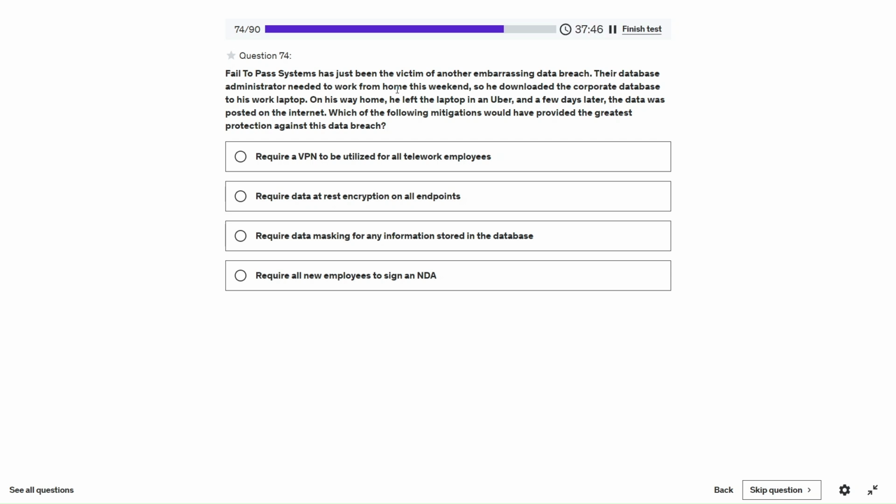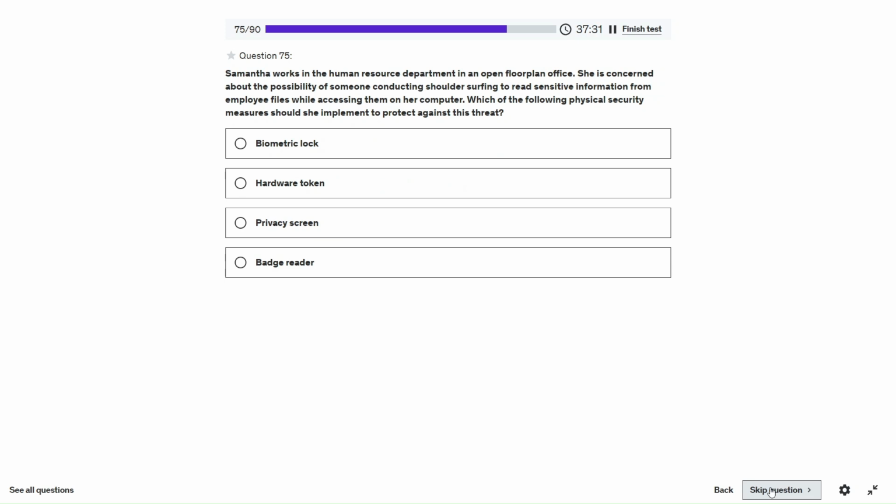Okay, in this case, you always need to encrypt your data. The options are require VPN, require data at rest encryption, require data masking, and require all employees to sign. No, you need to encrypt your data so no one is able to use it even if it's stolen.